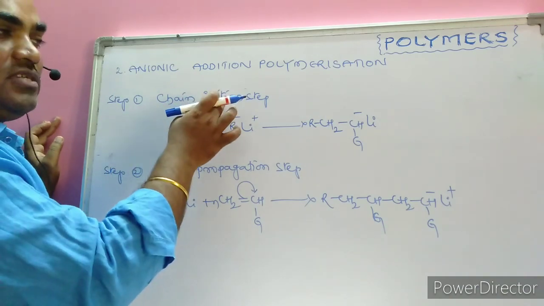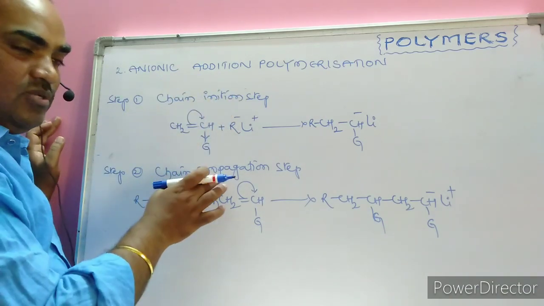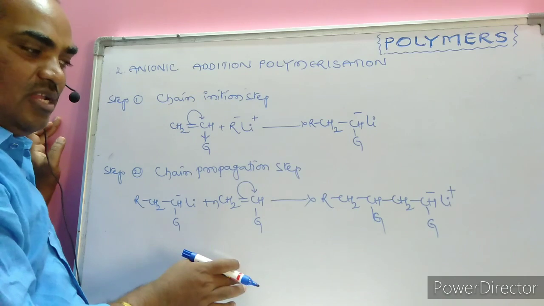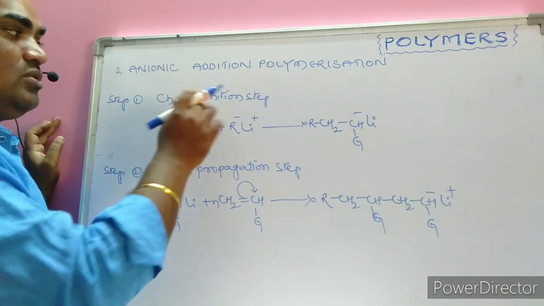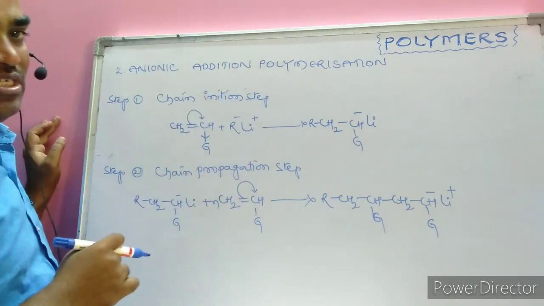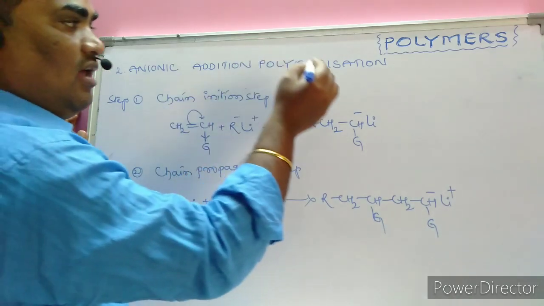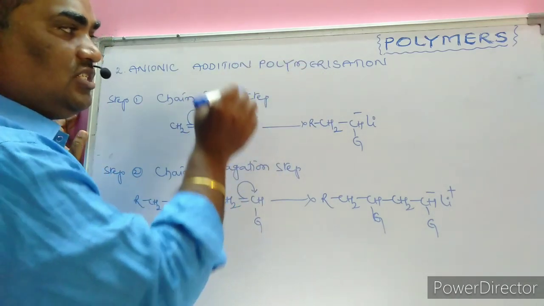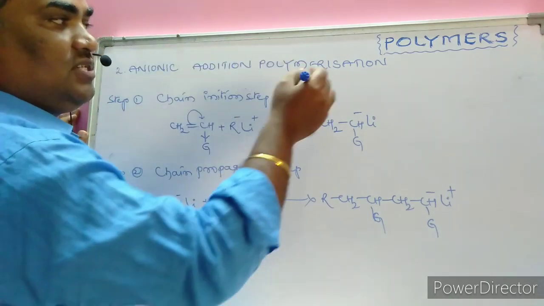out of the three steps presented in cationic addition polymerization, such as chain initiation, chain propagation and chain termination, in this only two steps are present, that is chain initiation and chain propagation. Here we have already completed the key steps in anionic addition polymerization.